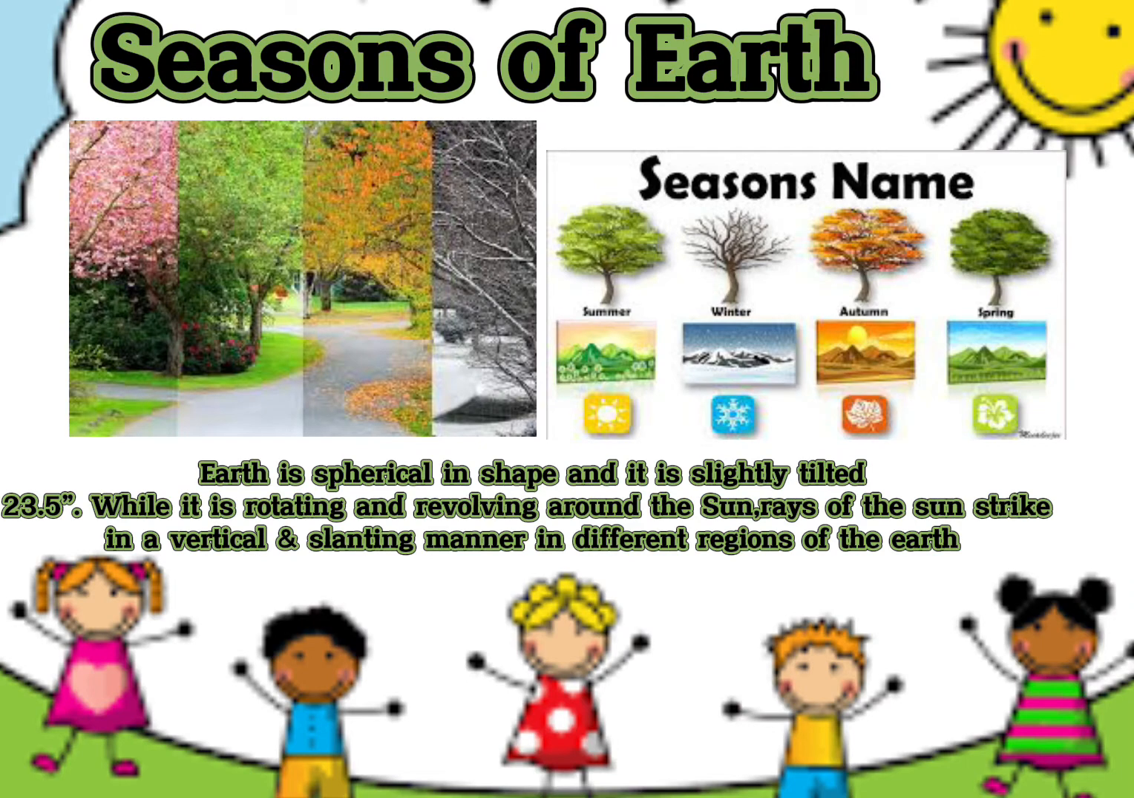Now let's proceed to the seasons of the Earth. Earth is spherical in shape and it is slightly tilted at 23.5 degrees. While it is rotating and revolving around the Sun, the rays of the Sun strike in a vertical and slanting manner in different regions of the Earth.